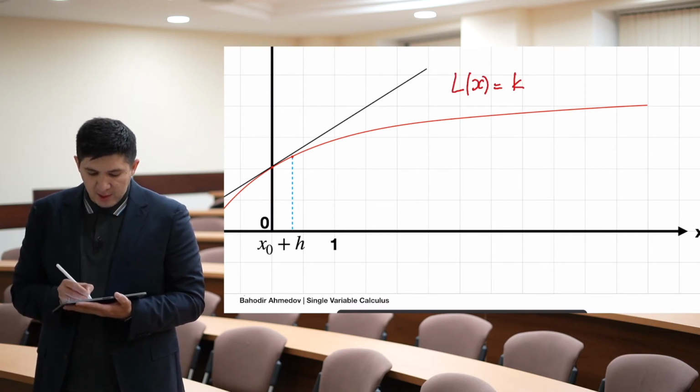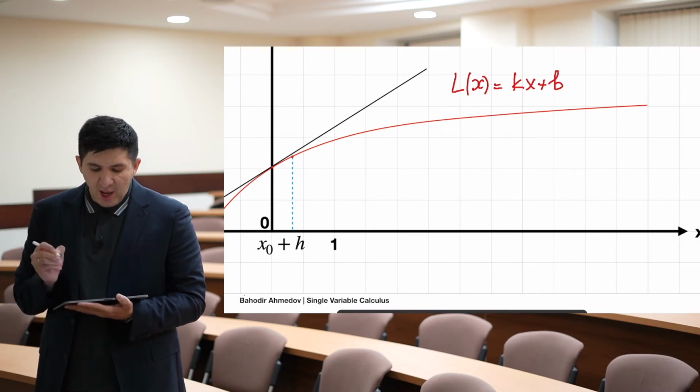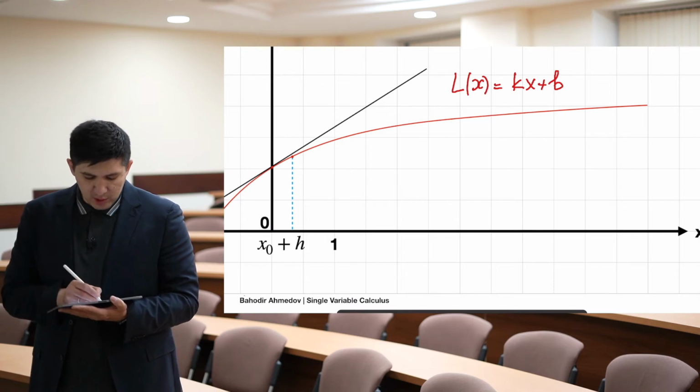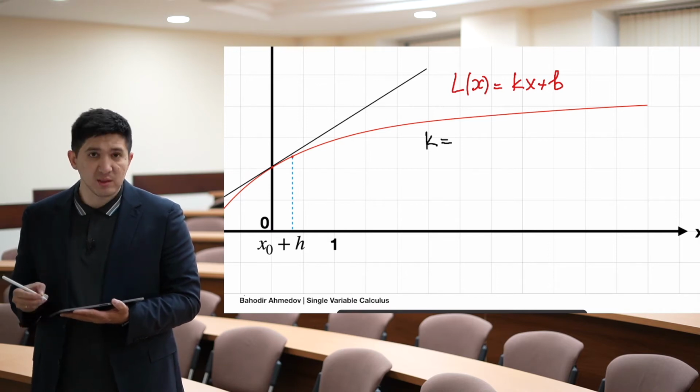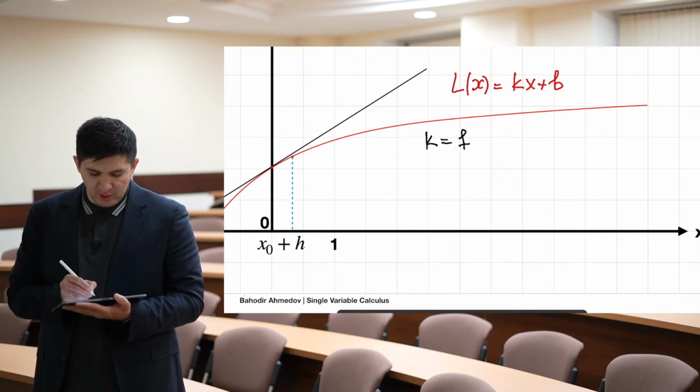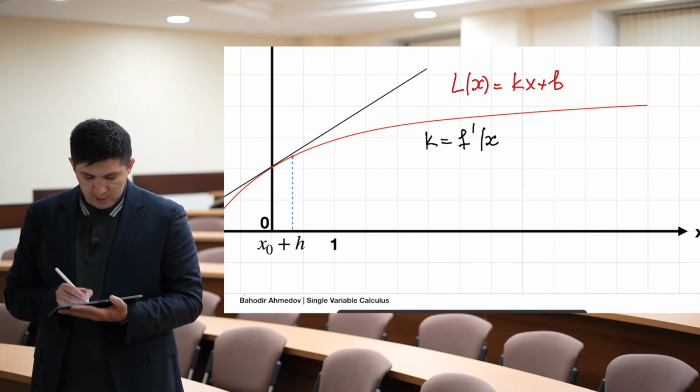So it is going to be y = kx + b, where k is going to be the slope of this line and b is going to be the y-intercept. So the slope of the tangent line is nothing else than the derivative of this function at this point. So it's going to be the derivative of the function at the point x0.